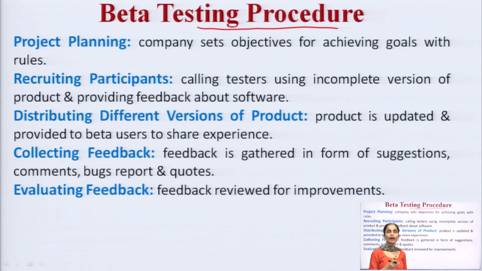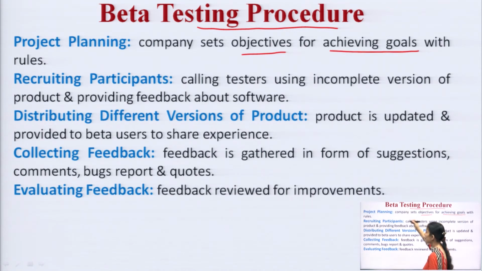Now, let us discuss the procedure for doing the beta testing. It occurs in 5 phases. First, it starts with project planning, that is the company, the organization, has set the various objectives, and for achieving those goals with the set of rules, this phase occurs. So, the first phase is the project planning. After the planning is over, recruiting participants is our second process.